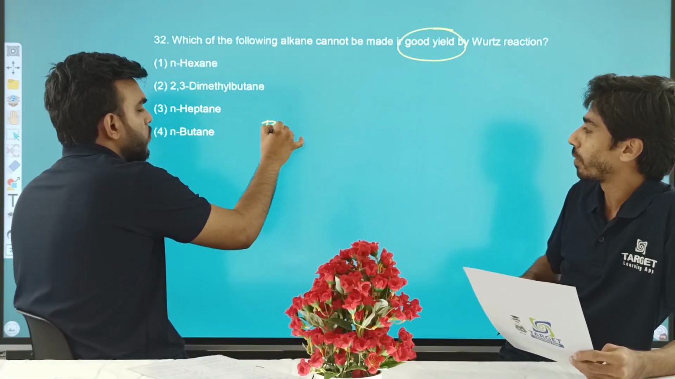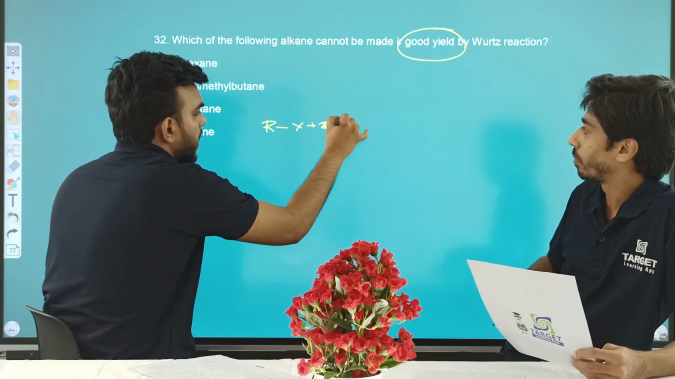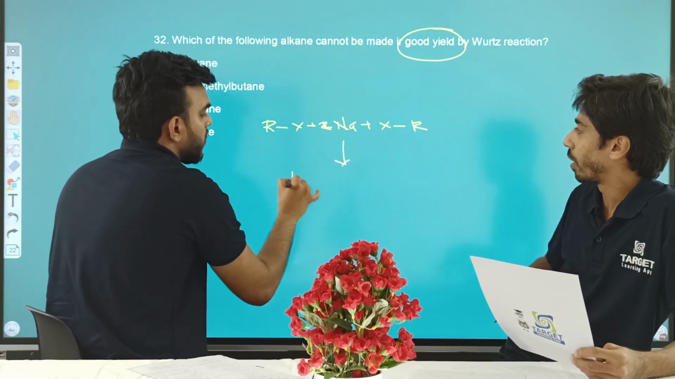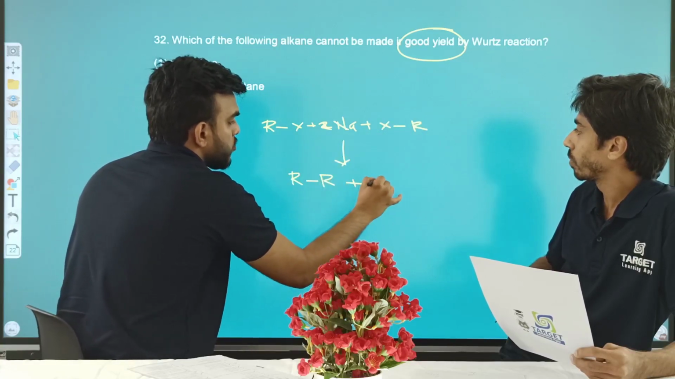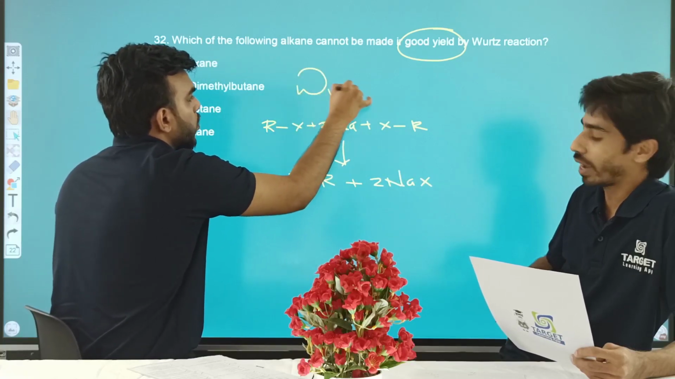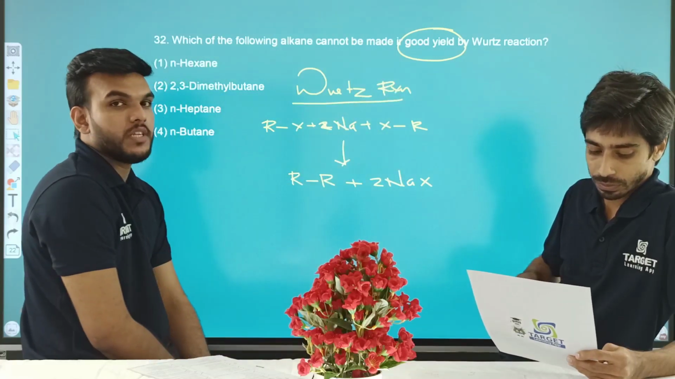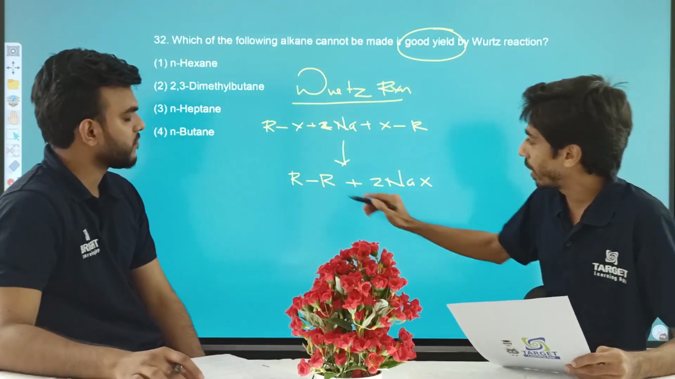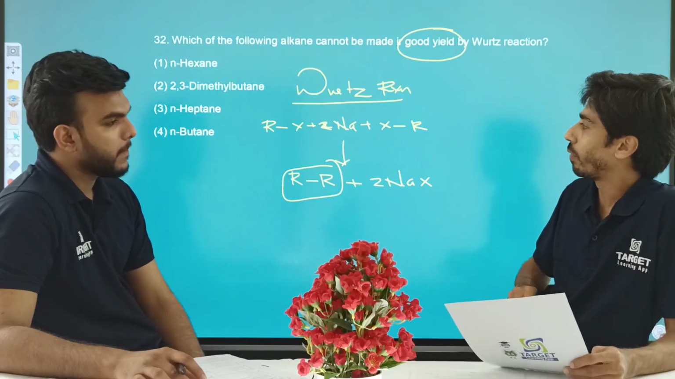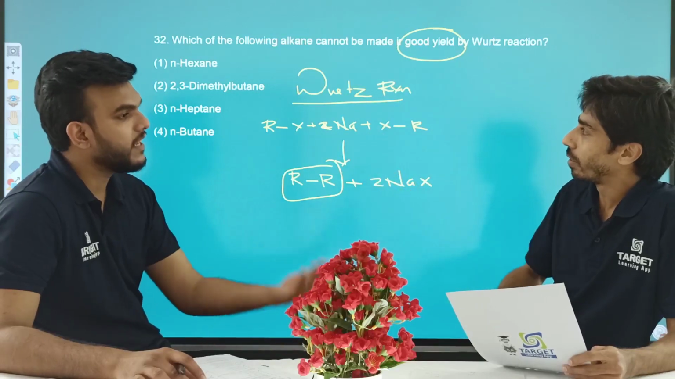According to the Wurtz reaction, it is RX plus 2Na plus XR, which becomes R-R plus 2NaX. This is known as the Wurtz reaction. Here we get R-R, an even number of carbon atoms. Like we get ethane, then butane, hexane, octane.